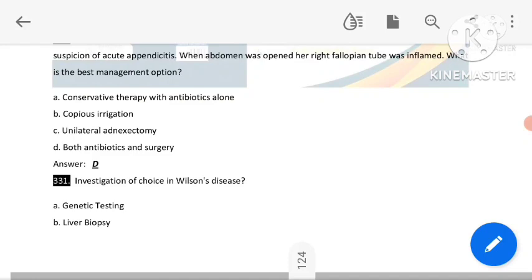Point number 331, investigation of choice in Wilson disease is liver biopsy.